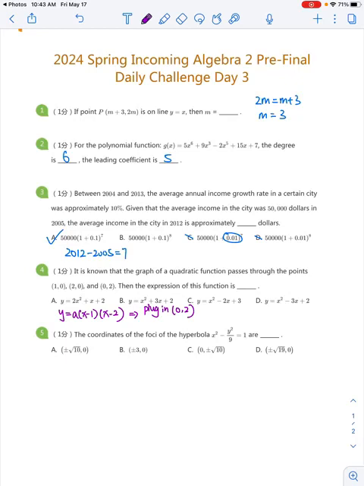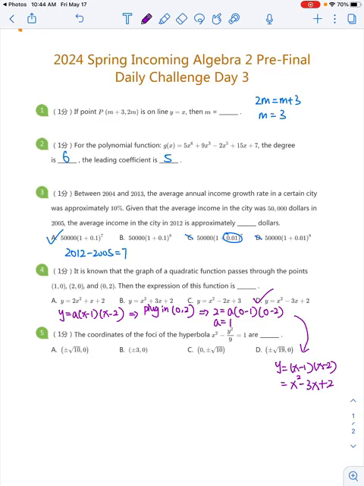And then we will have 2 is equal to a multiplied by 0 minus 1 times 0 minus 2, which gives us a is equal to 1. All right, so now we will have the function to be, let me write over here, y equals x minus 1 times x minus 2. After we simplify this, we will have x squared minus 3x plus 2, and therefore it's going to be answer choice D.